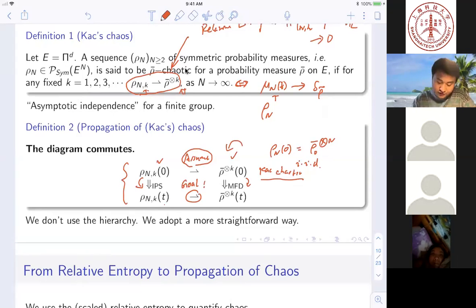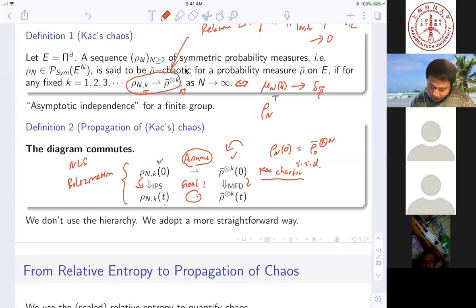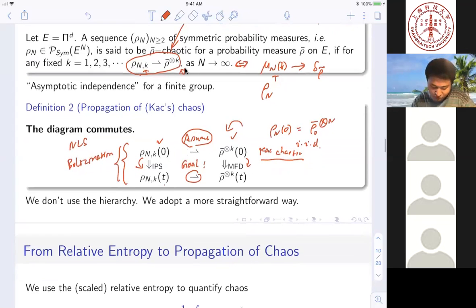The nonlinear Schrödinger or Boltzmann equation all follow this framework. In the following, in our mean field limit problem, we didn't use the hierarchy, but this is still the same idea, because this is the logic.